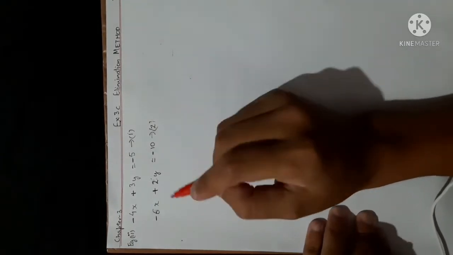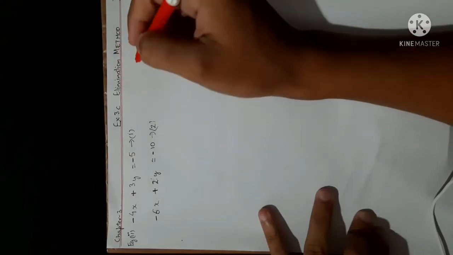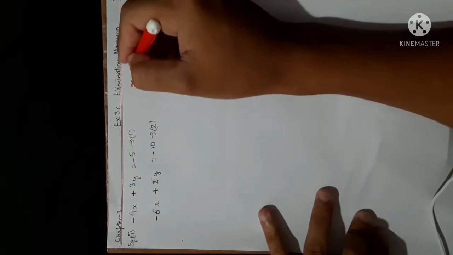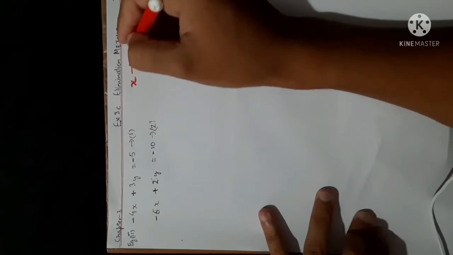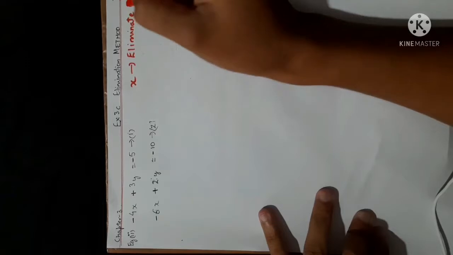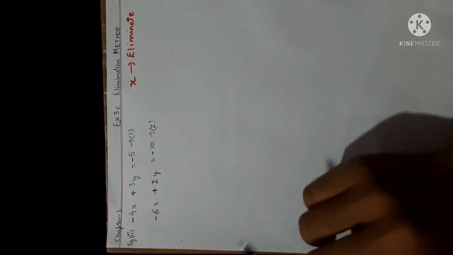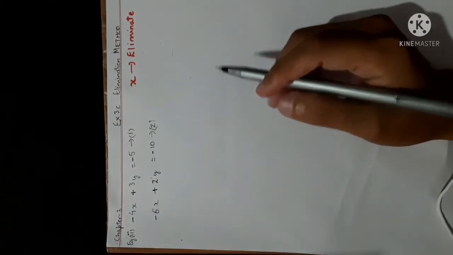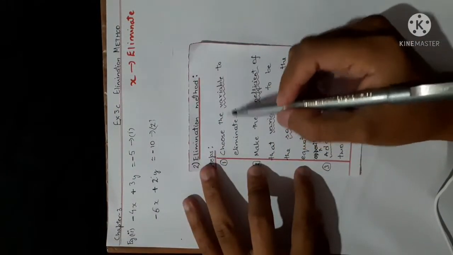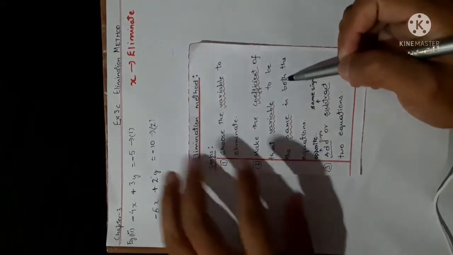So in the previous question, we have done by eliminating y. Now let us try to eliminate x. Let us try to eliminate all the terms containing x. So again, the first step is to choose the variable to eliminate. We have chosen x. So make the coefficient of that variable to be the same.